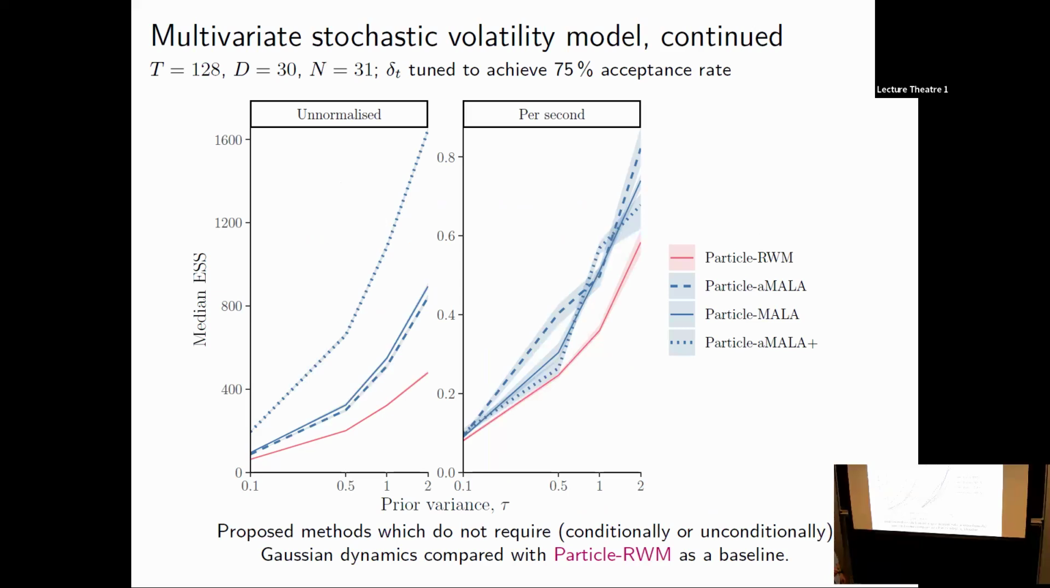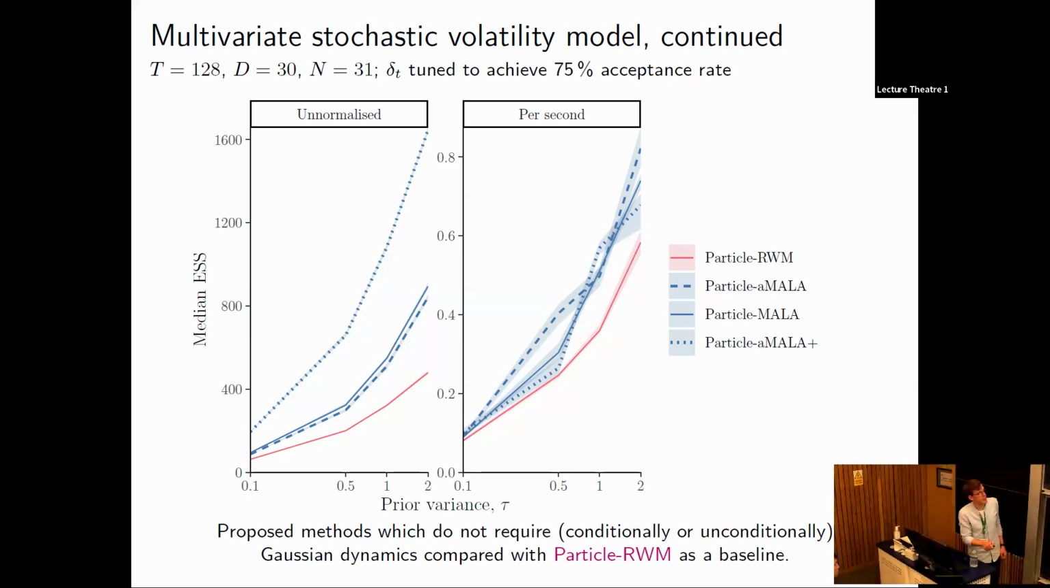So these methods don't assume any Gaussianity in the mutation kernels. The left panel is the unnormalized effective sample size. The right panel is the effective sample size controlling for computation time, divided by computation time. You see that the particle Mala plus, the one that uses smoothing rather than filtering gradients, works really well. But when you take computation cost into account, it's not clear. Still, they seem to be working somewhat better than the algorithm that doesn't use any gradient information.